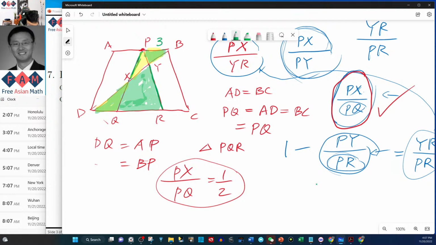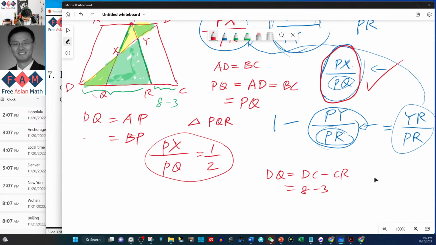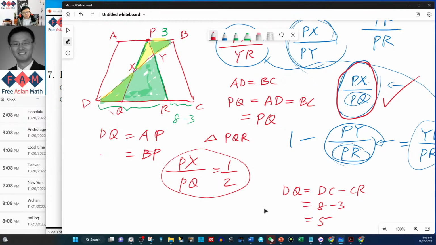We already know this is 3, right? So what is this? This is A minus 3. Remember, the bottom is 8, and this portion, RC, is the same as PB, which is 3. Therefore, DQ equals DC minus CR. That is A minus 3 equals 5. Therefore, the one-dimensional ratio between those two similar triangles is 3 to 5.